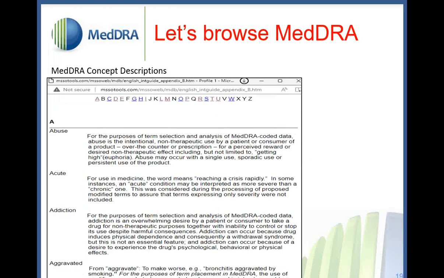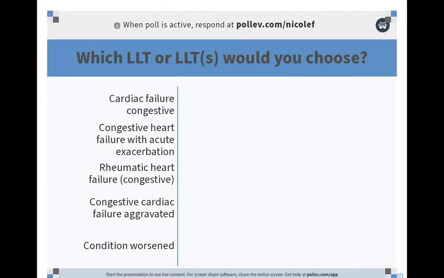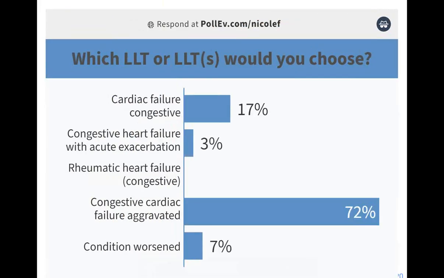Okay, so if I'm going to go ahead and start the discussion, I want you to keep in your mind what you think you would choose. Let's go to the next slide and open the poll, Ev. All right, so let's see what people would pick for that particular scenario. Worsened or worsening congestive heart failure? Okay, so the majority of you are choosing congestive cardiac failure aggravated, about 74% or so. Some of you are choosing condition worsened, 4%. 14% are choosing cardiac failure congestive.